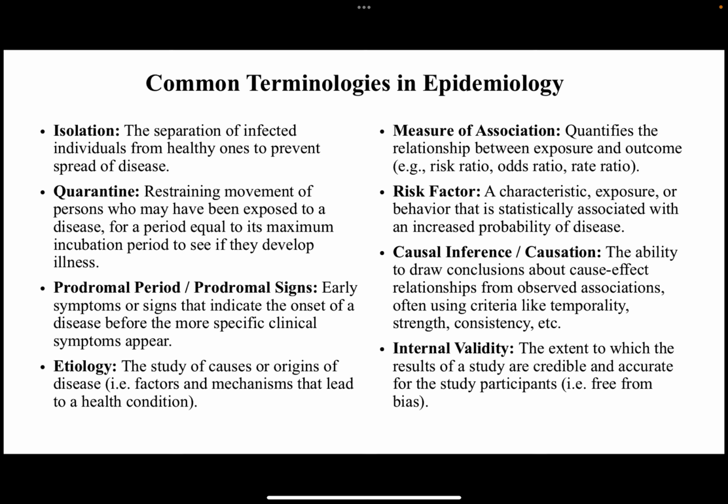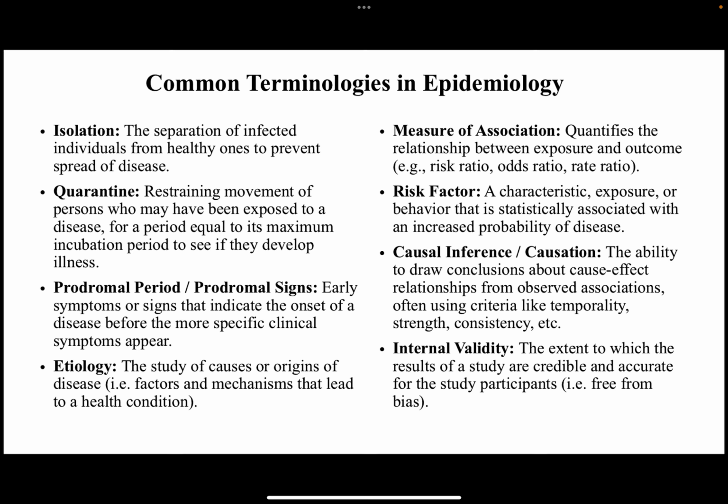Then we have another word we call quarantine. Quarantine has to do with restricting the movement of people who have been exposed. So if you get to know that someone has been in contact with a person infected with a disease, we quarantine those people. They are suspects, so we quarantine them for some time.